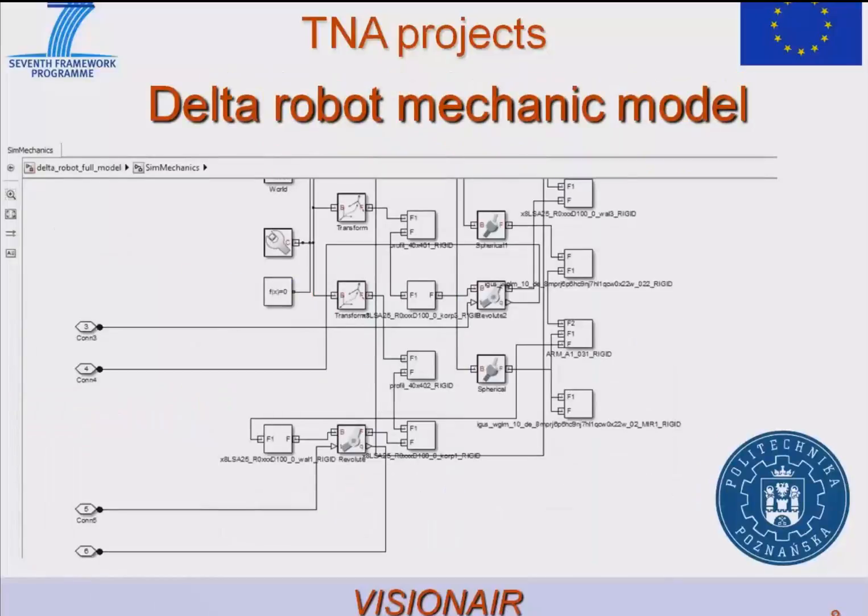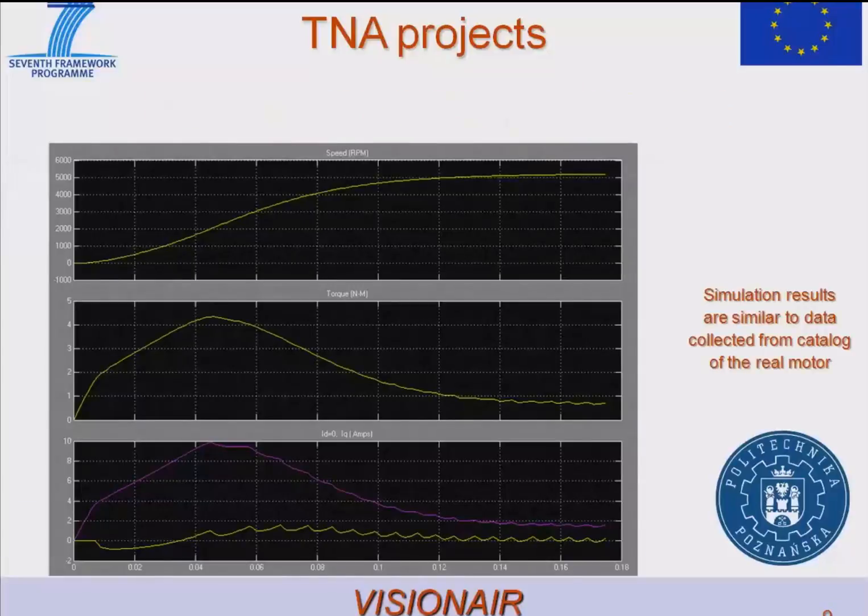There is also used, as in the previous slide that I showed, the control system. Now it shows the Delta robot mechanical part of the robot, and it looks like this. To model this, the SimMechanics system is used. There are some results of the simulation.